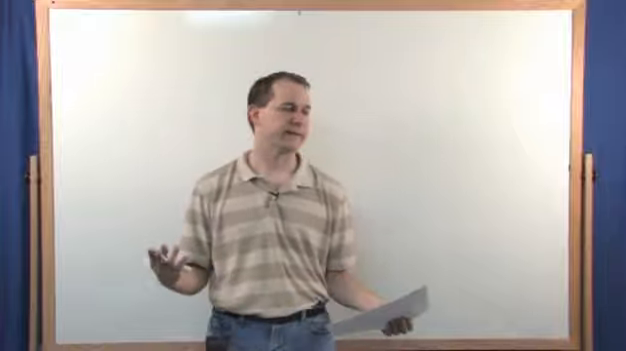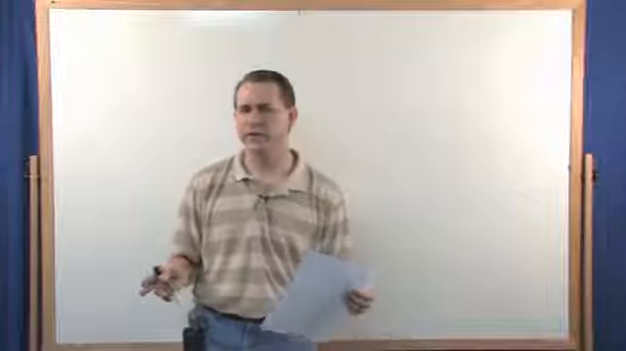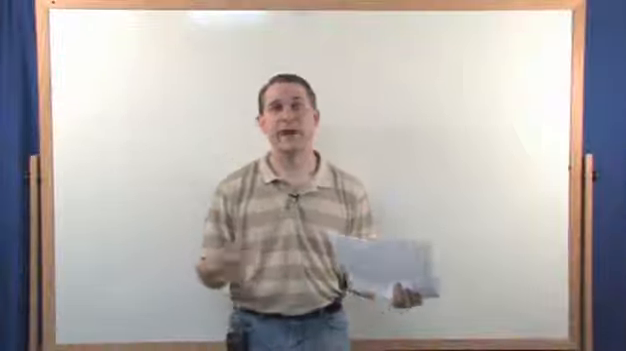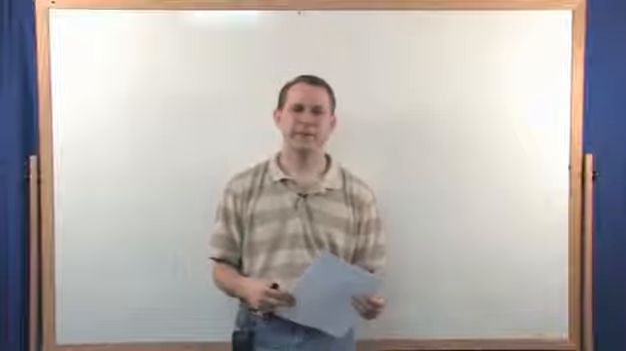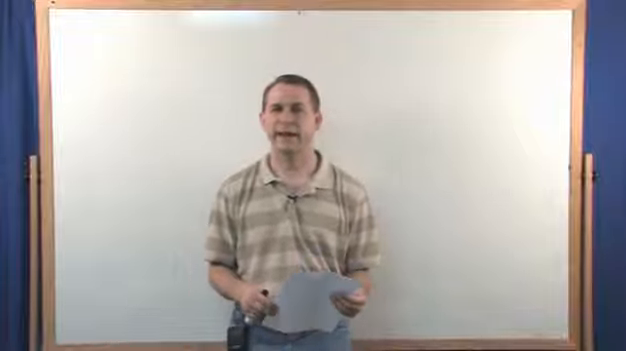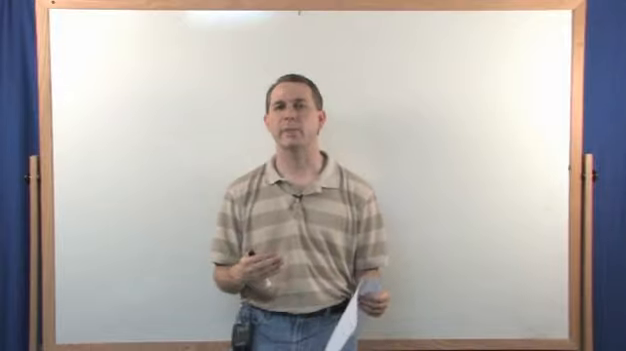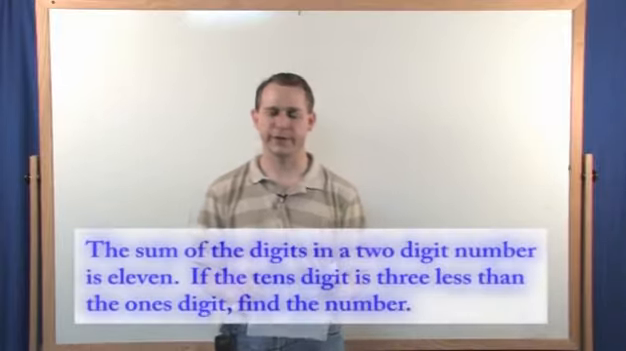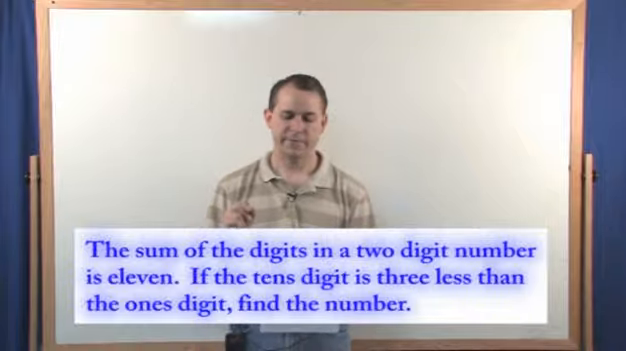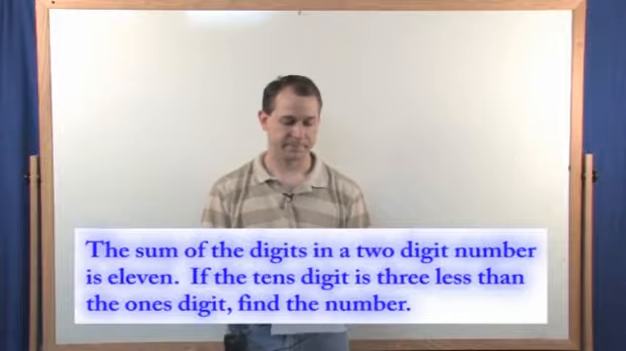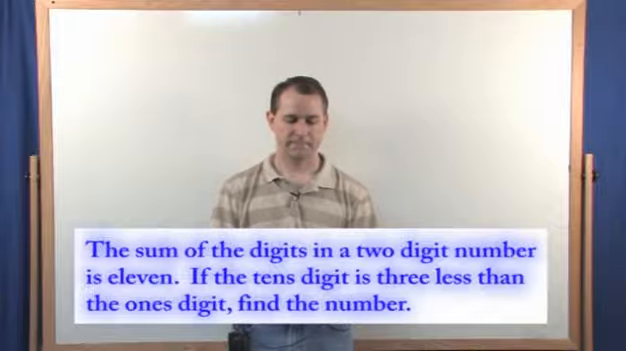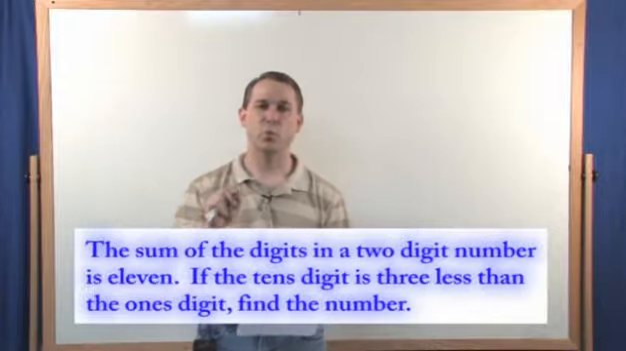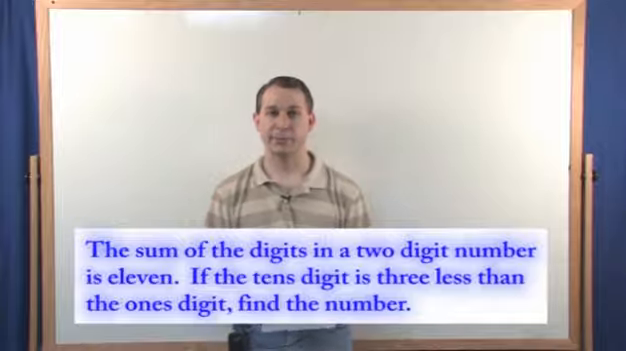So they'll say something like the tens digit is 2 more than the ones digit, and you'll be given some information, and they'll generally say, well, find the number. That can be kind of confusing when you first start to tackle it, but we'll take it step by step through some problems here, and I think it'll be clear. The first problem that we're going to do today goes like this. The sum of the digits of a 2-digit number is 11. If the tens digit is 3 less than the ones digit, find the number.